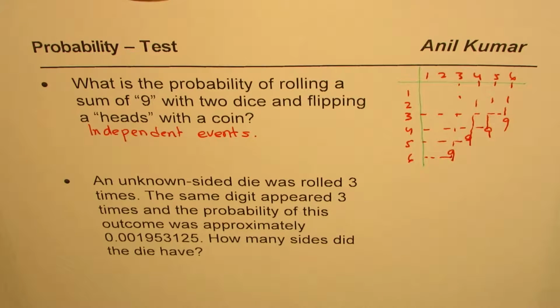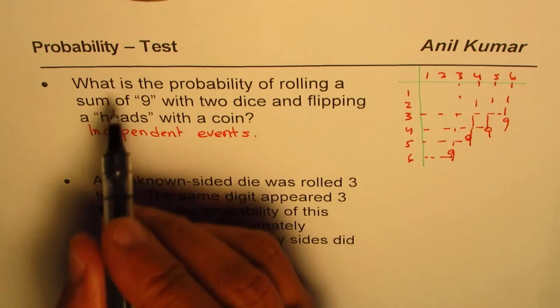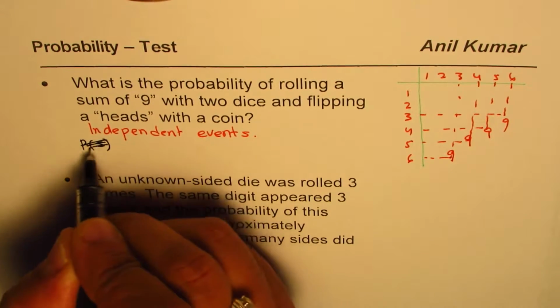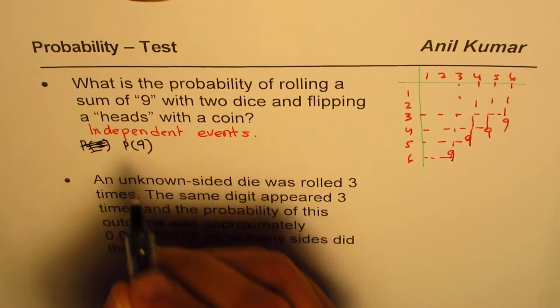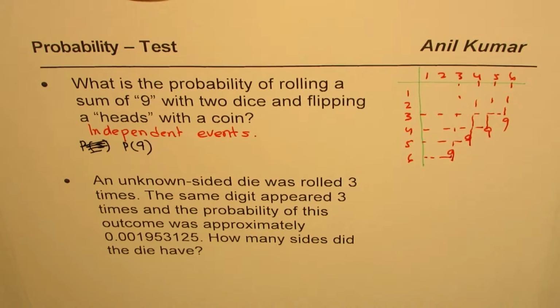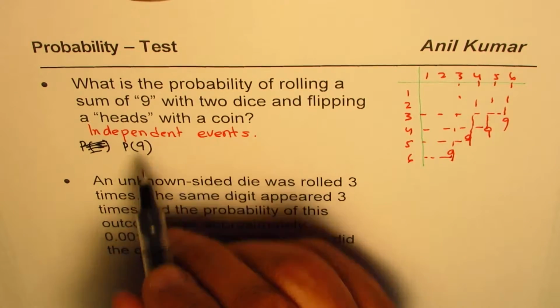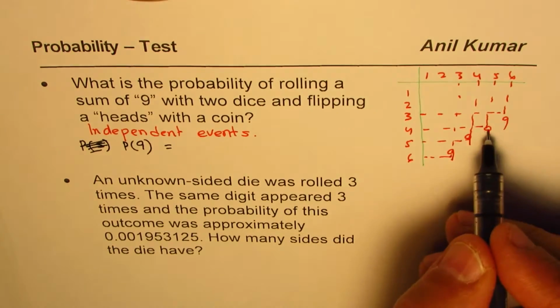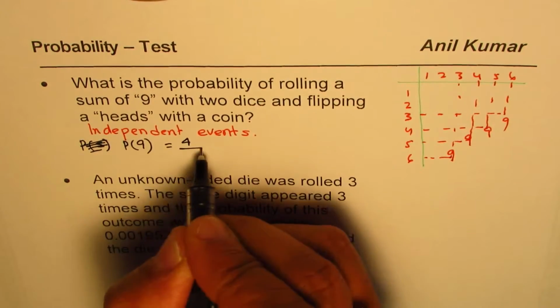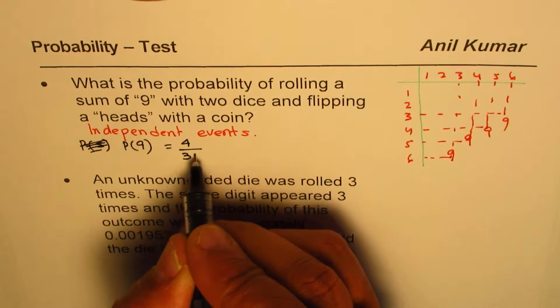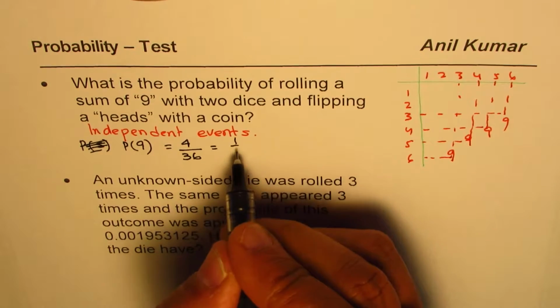So for getting 9s, the probability is 4 out of 36. Let me write it down. This is the 2 dice probability of 9. So that is 4 over 36, 6 times 6, which you could write as 1 over 9.